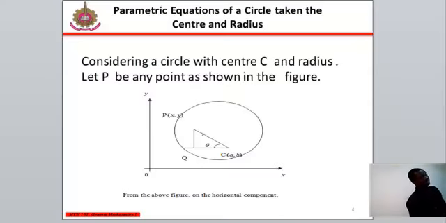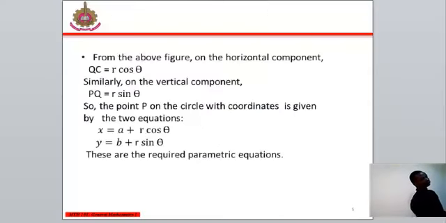Let's go back to our slide. As I said earlier on, we can see from the above figure that the horizontal component we obtain as QC is equal to R cos theta, and similarly we obtain the vertical component, which is PQ equal to R sin theta. So the point P on the circle has coordinates given by two equations, which are X is equal to A plus R cos theta, and Y is equal to B plus R sin theta. And these are the parametric equations that we obtain.